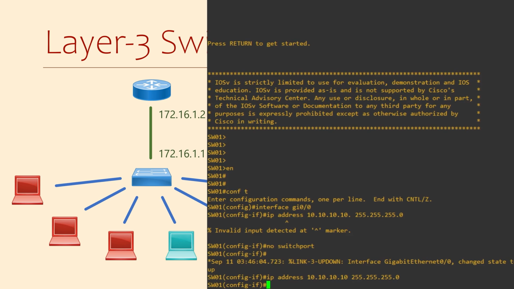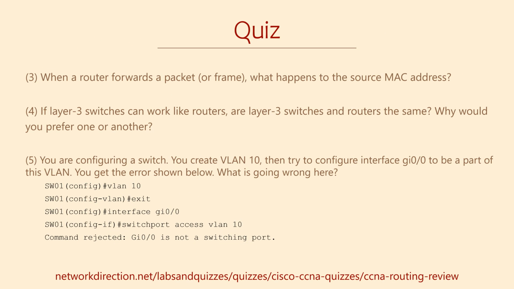We've seen that Layer 3 routers can work at Layer 2. We've also seen that Layer 2 switches can work at Layer 3. This does blur the lines between routers and switches a bit, doesn't it? Does this mean that routers and switches are effectively the same? What do you think?